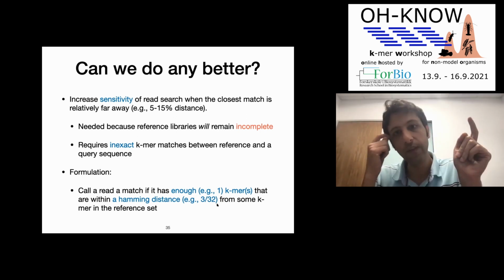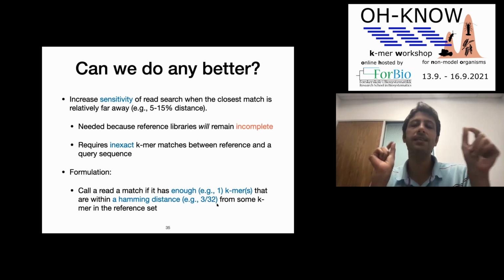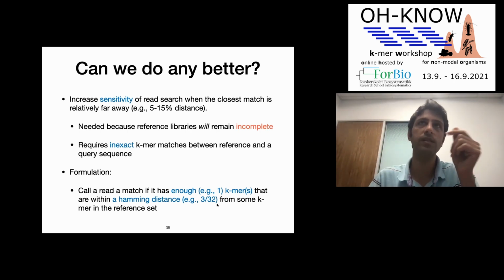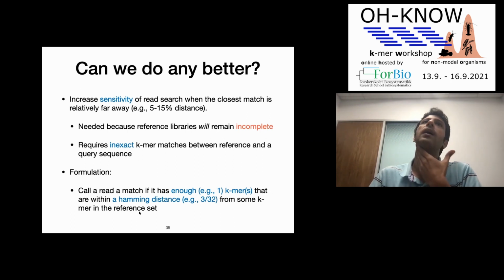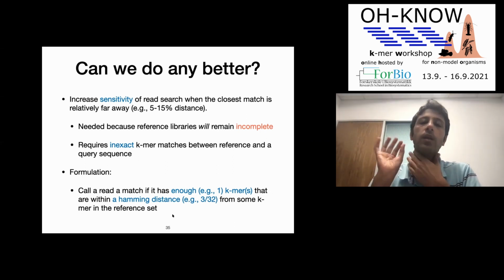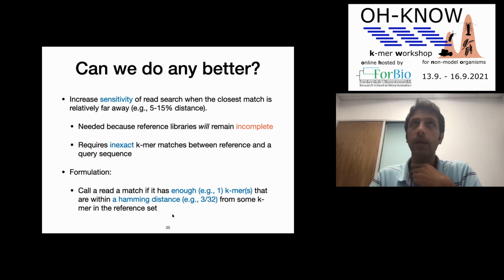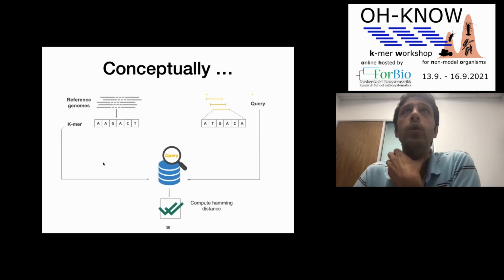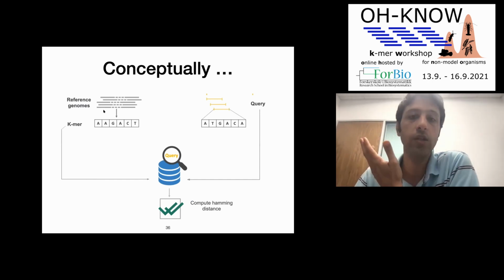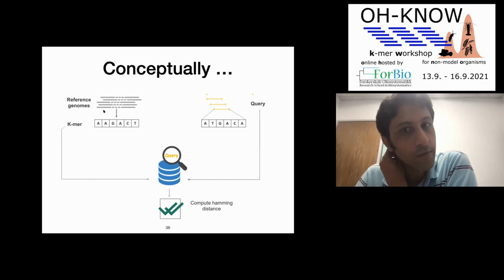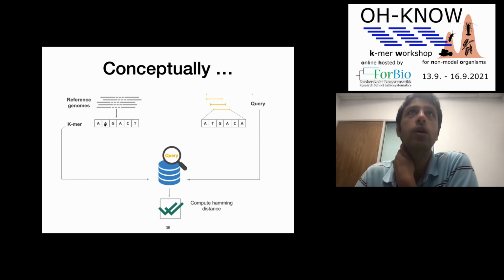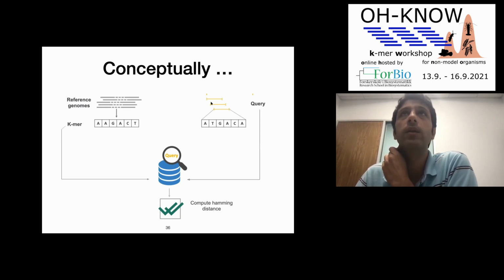So for a read of 150 base pairs, does it have any k-mers that is 10% distant to something in the reference library? We want to answer that question. If it is, we're going to call it a contaminant, basically. The way it would work conceptually is you have a lot of reference genomes, like tens of thousands or hundreds of thousands of reference genomes. You get all their k-mers and put them in the reference library. And for each query, you look at all its k-mers, compute their Hamming distance to all the k-mers in the reference library. If the distance is low enough, you call it a match.